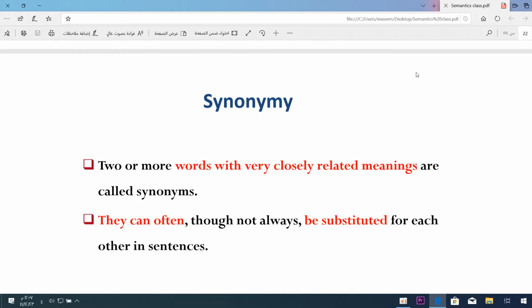Now we will begin with synonymy. So what is a synonym? What are synonyms? Synonyms are words that have similar or closely related meanings. For example, the words large and big are synonyms, but remember that they don't always have identical meanings or senses, in the sense that they can't always be used interchangeably.